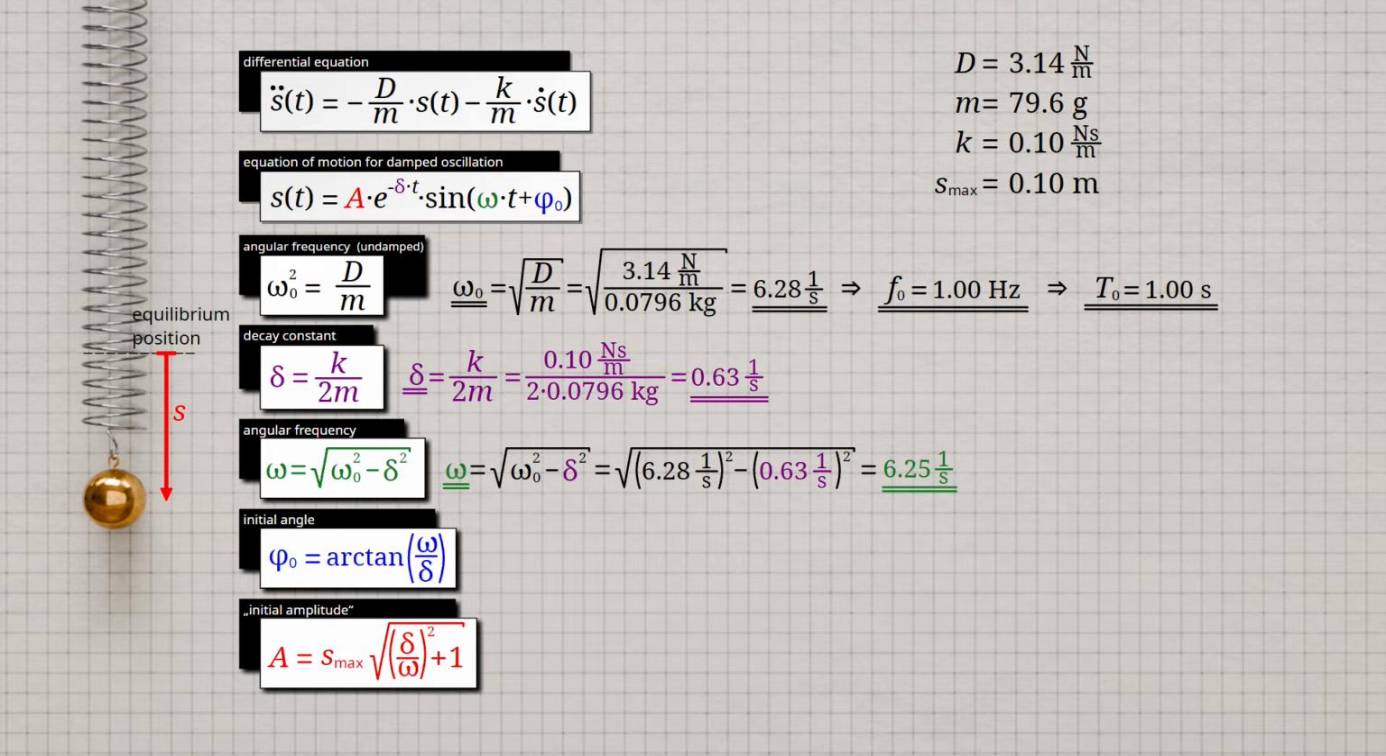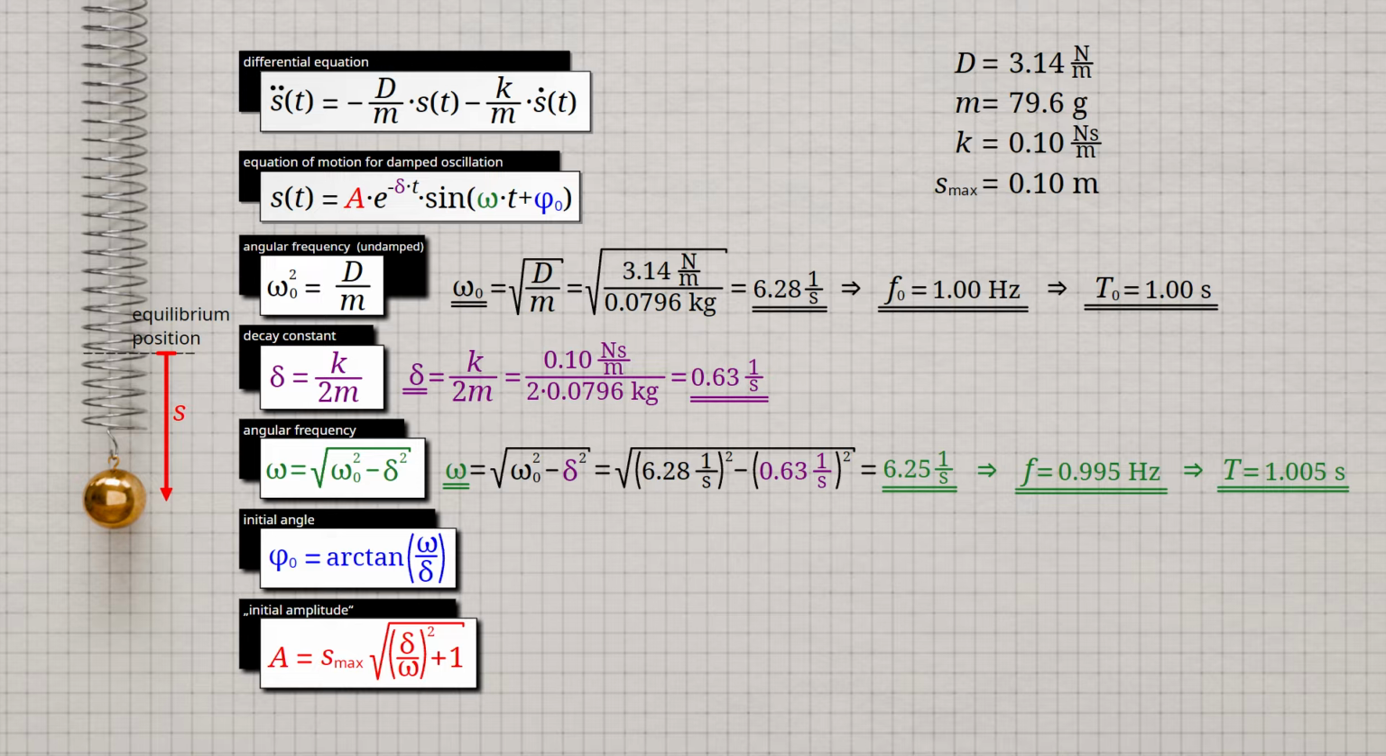Using the relationship omega equals 2 pi times f, we obtain an oscillation frequency f equal to 0.995 Hz. The reciprocal of this frequency yields a period T equal to 1.005 seconds. Compared to the undamped oscillation, the period has therefore increased by only 0.5%, even though a relatively strong damping is already present. This shows that in many practical cases, the increase in the period of damped oscillations can be neglected.